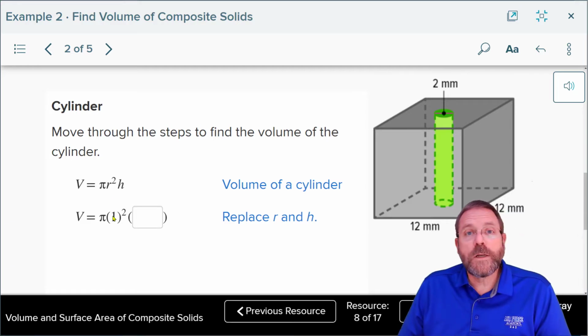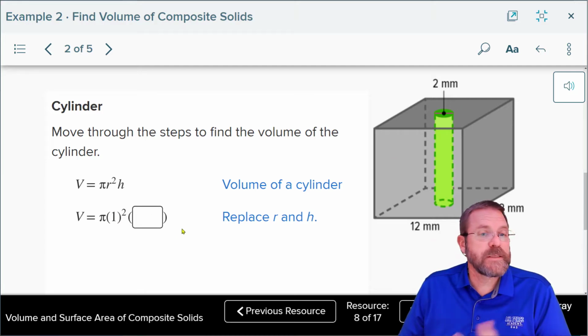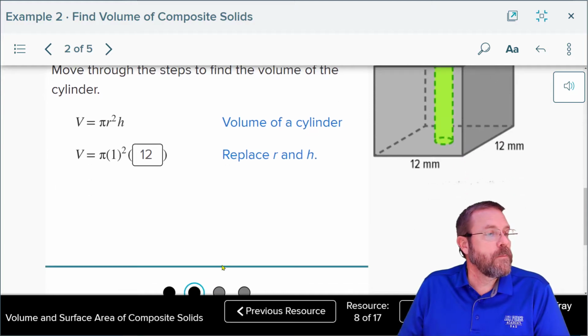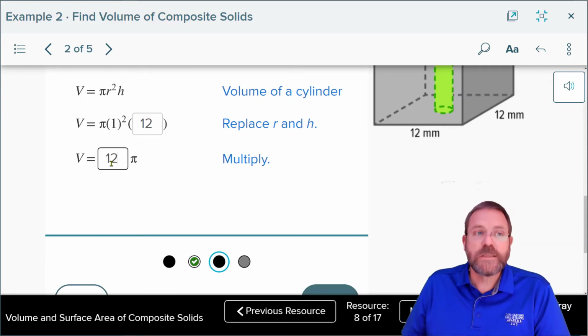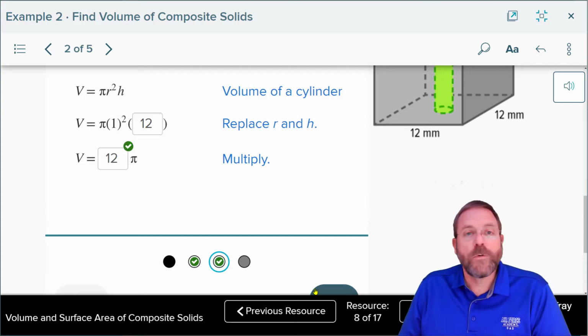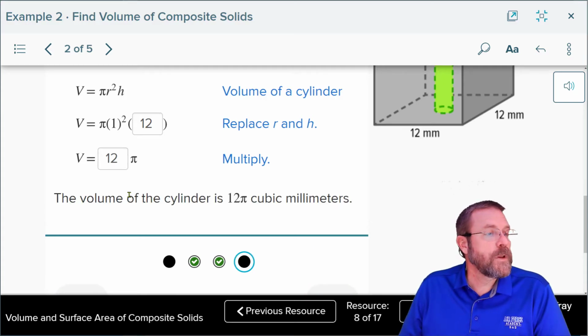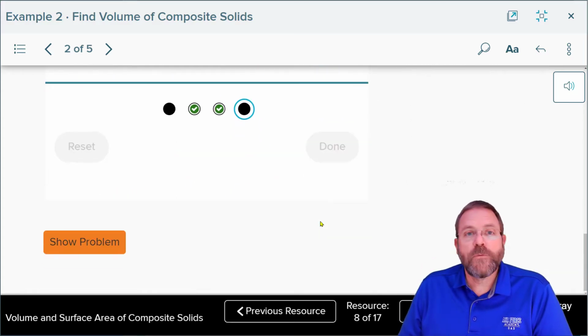So you have 1 squared, 1 times 1 is 1, and the height is going to be the same as the height of the cube itself, which is 12. So now I multiply that out, and I get pi times 1 times 1 times 12, which is going to equal simply 12 pi. We're done with that, and from here we can say that the volume of the cylinder is going to be 12 pi cubic inches.